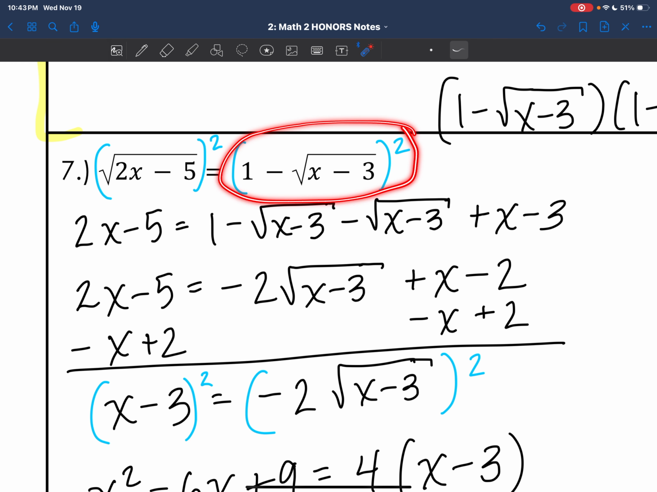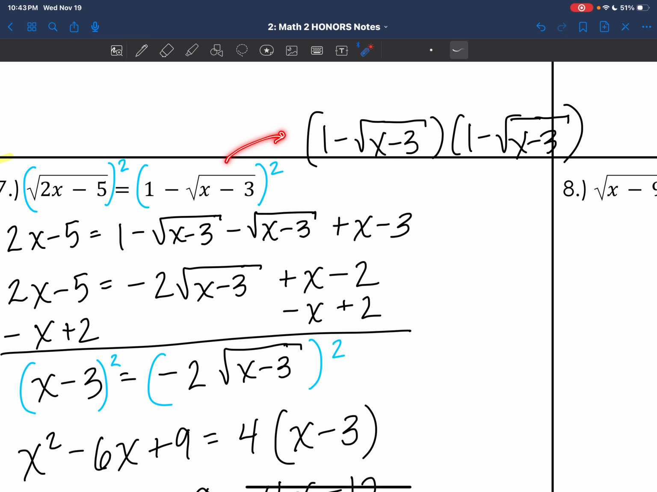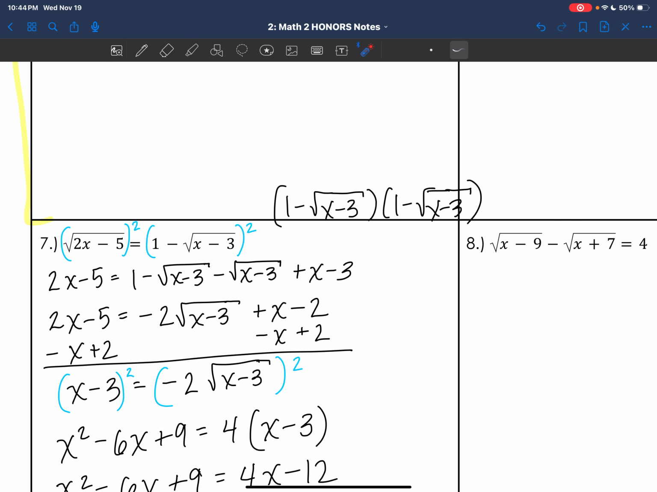Now, here's where it gets a little tricky. Since I kind of ran out of space, I did write this part up here. So what you're going to do is you're writing this twice, and you're going to distribute. So you get 1 times 1. You get 1 times negative root x minus 3. And then you're going to go negative root x minus 3 times 1. And then now, since this is a negative and a negative, it's going to be a positive. And since you're doing 2 square roots, the 2 square roots are squared, so you're just left with x minus 3. So just be careful when you're distributing, especially with the radicals.